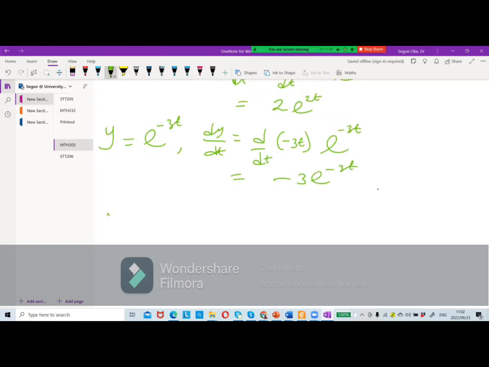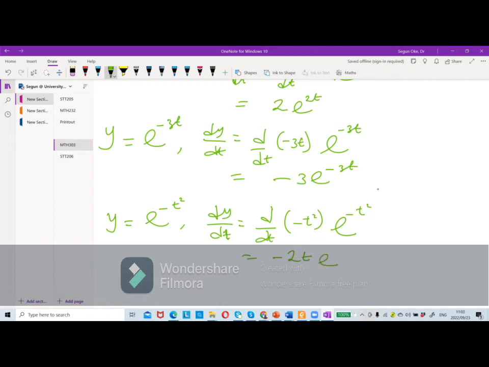Yes, sir. But in a situation whereby I have y equals to exponential minus t squared, what do I have? I will have dy dt equals to d dt of minus t squared, times exponential minus t squared. So what do I have here? Minus 2t, because 2 will come down. Are you getting it now?